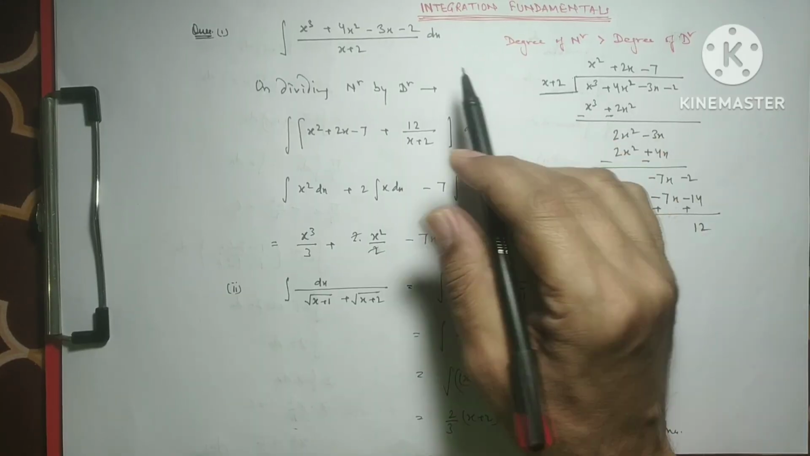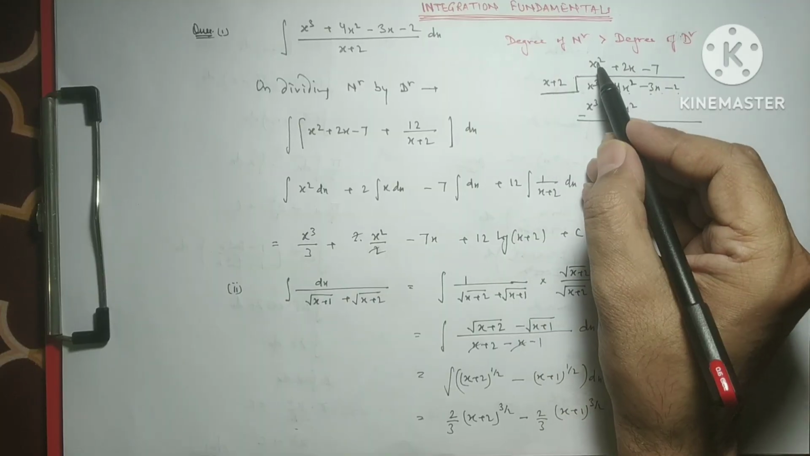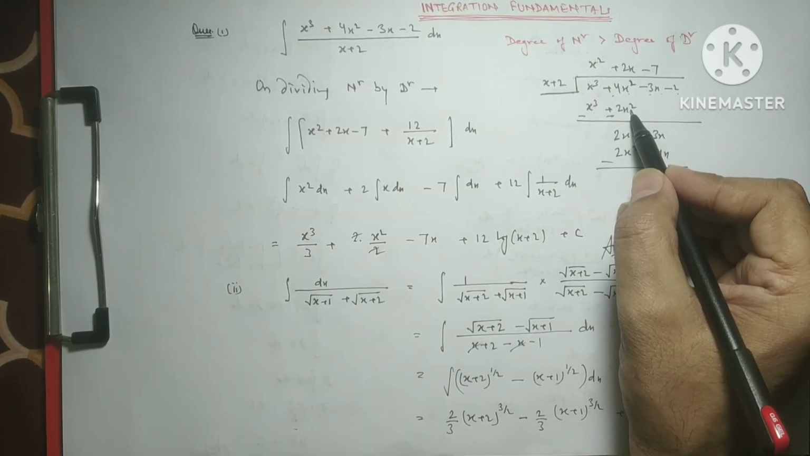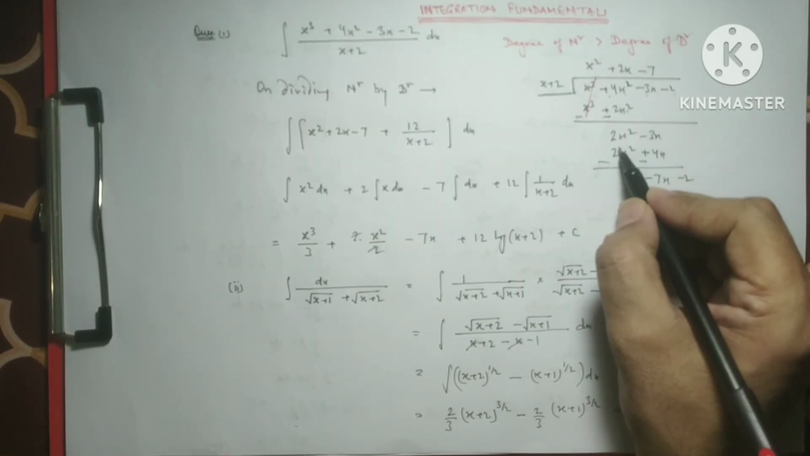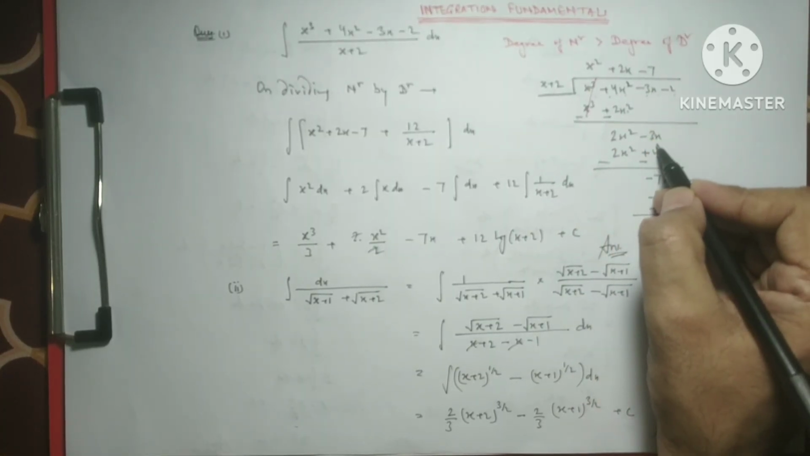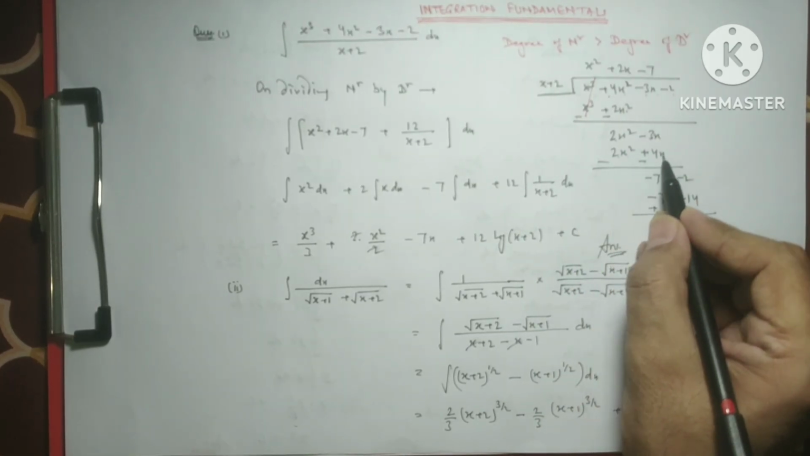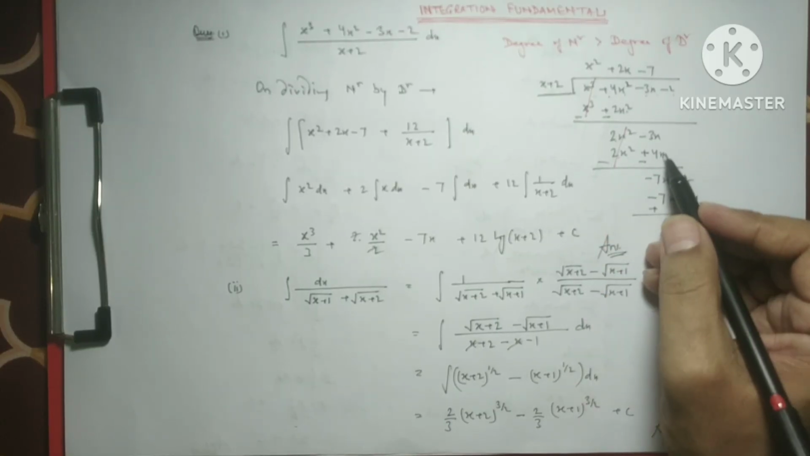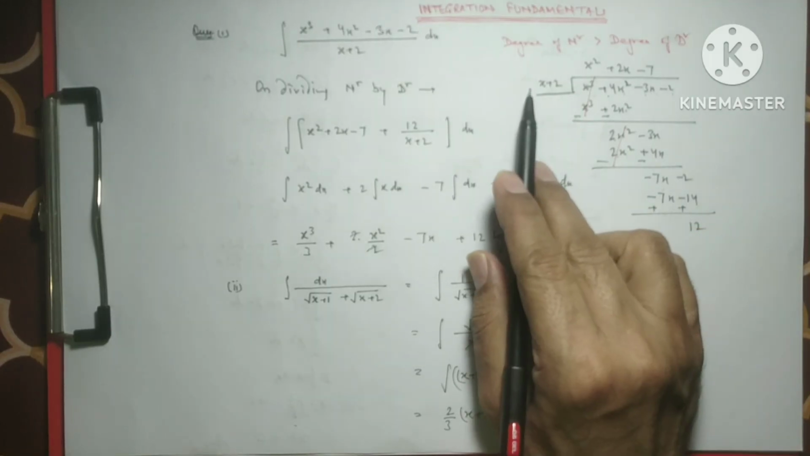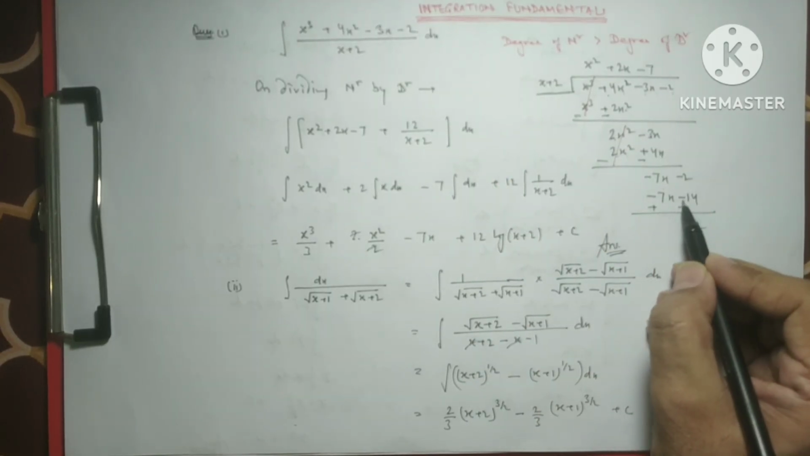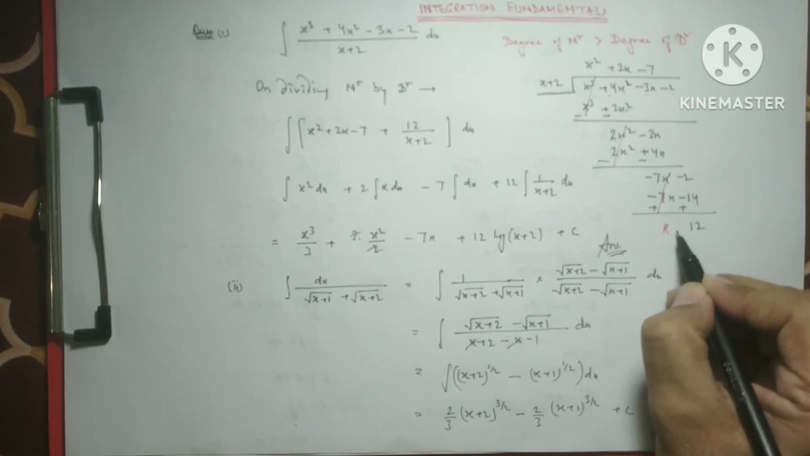So x plus 2, and this is x cube plus 4x square minus 3x minus 2. First we multiply with x square, we get x cube plus 2x square. On subtracting, this will be cancelled out and we get 2x square. We put down minus 3x, and again we multiply with 2x, we get 2x square plus 4x. This will be cancelled out on changing the sign, and this is minus 7x, this is minus 2. So we multiply with minus 7, we get minus 7x minus 14. On subtracting, this will be cancelled out and the remainder is 12.